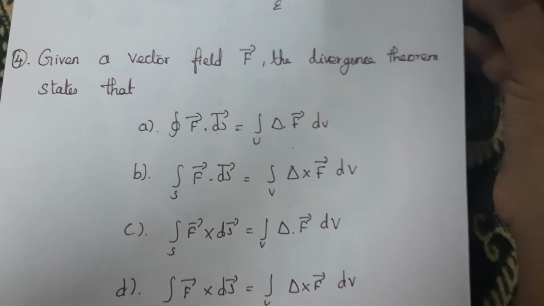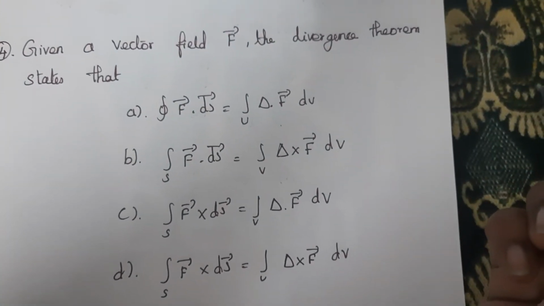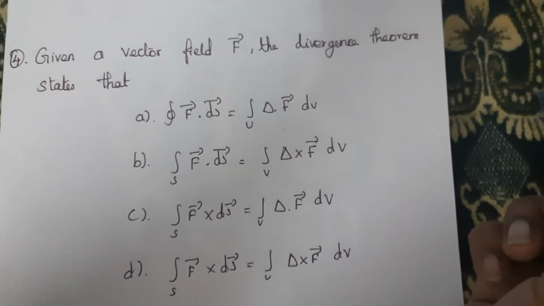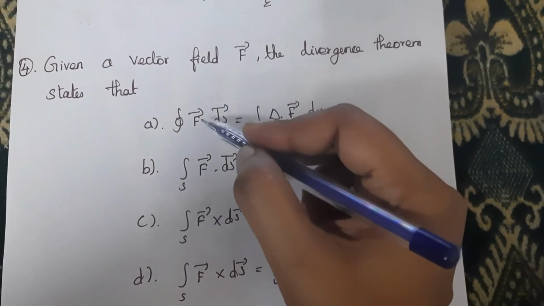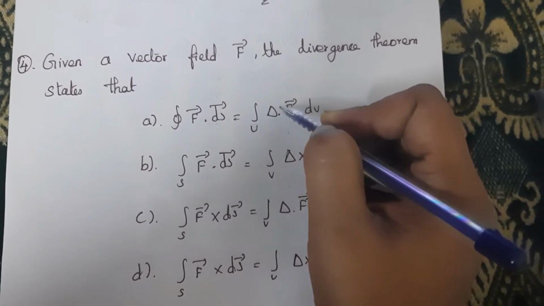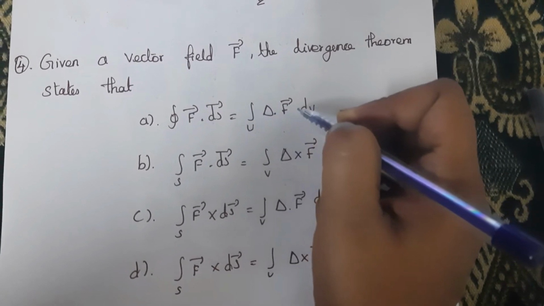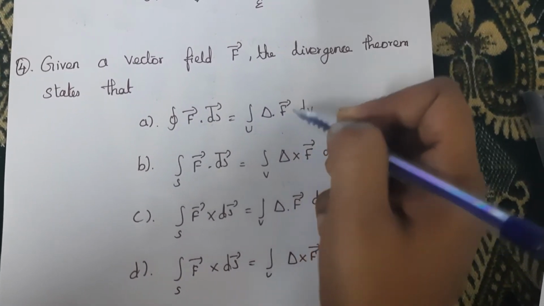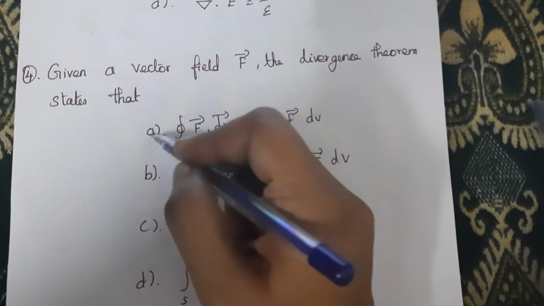And next question, given a vector field F, the divergence theorem states that the surface integral of vector field F is equal to the volume integral of the divergence of the same vector field F. So this is a volume integral of divergence of this vector field F. So here the answer is A.